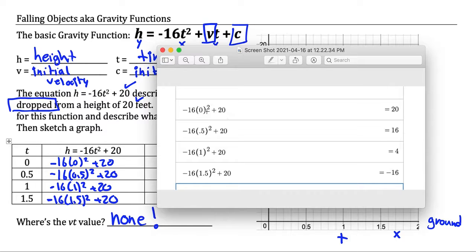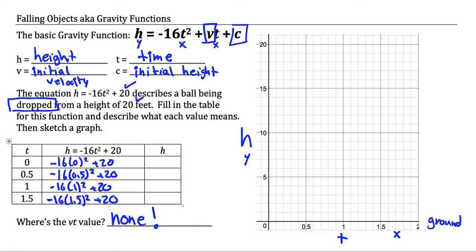The nice thing about online Desmos is I filled it out, I copied and pasted 3 times, and I just changed the numbers. That's kind of nice. All right, so don't forget 20, 16, 4, and negative 16. So my values were 20, 16, 4, and negative 16.